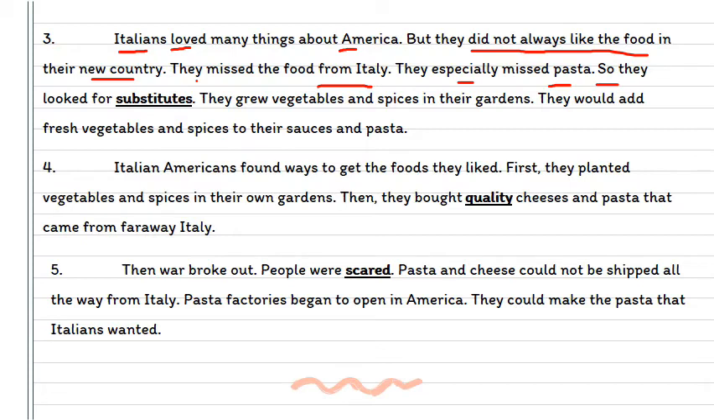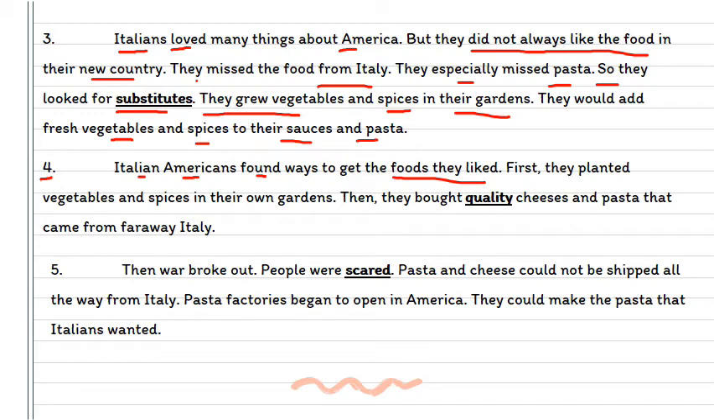So they looked for substitutes, okay? They wanted to find substitutes. They grew vegetables and spices in their gardens. They would add fresh vegetables and spices to their sauces and pasta. Number 4. Italian Americans found ways to get the foods they liked.